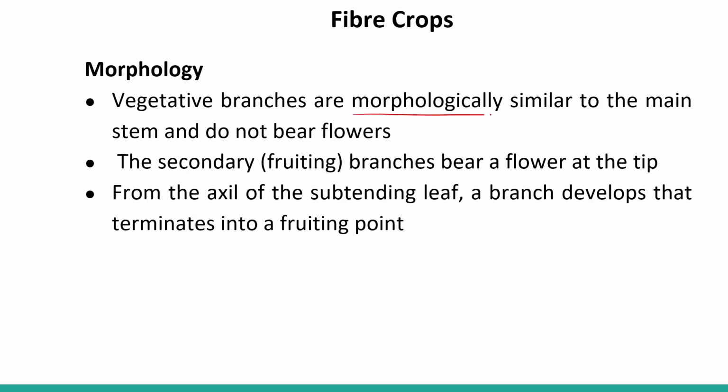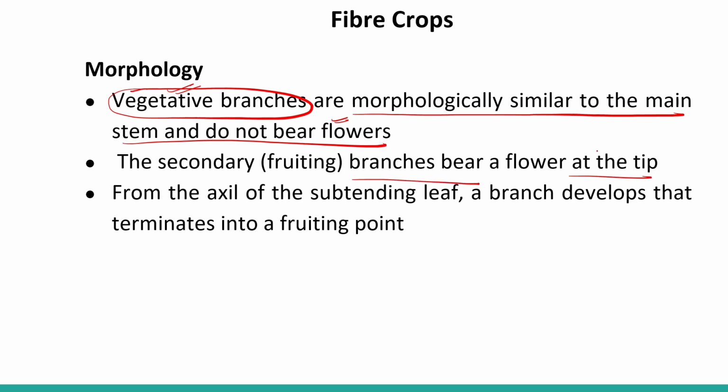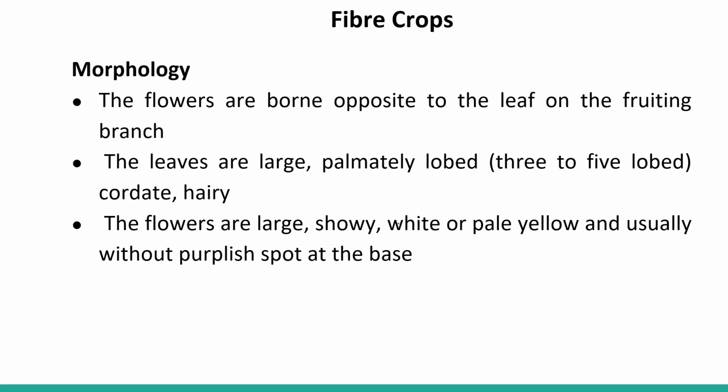Vegetative branches are morphologically similar to the main stem and do not bear flowers. So these vegetative branches do not have any flowers. They basically have leaves that carry out photosynthesis. The secondary fruiting branches bear flowers at the tip, appearing at the upper nodes of the branches. Right? So from the axil of the subtending leaf, a branch develops that terminates in the fruiting point. The flowers are borne opposite to the leaf on the fruiting branches.